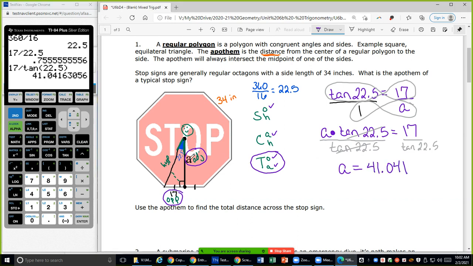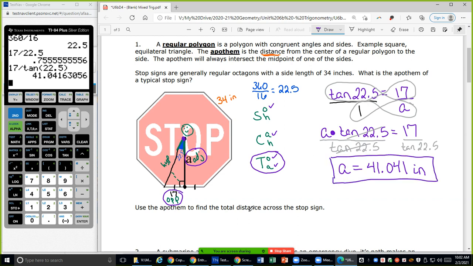And we do have units on this, right? Because this 17 came from 34 inches, so 41 inches is how far it is from the middle of that stop sign to the edge of that stop sign, if the side of that stop sign is 34 inches. Stop signs are much bigger than you think they are when you look at like a major intersection stop sign. Okay, 41.041 inches just to the center of that stop sign.